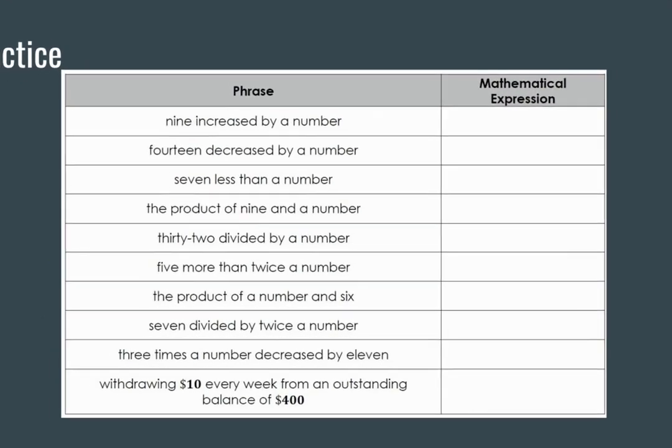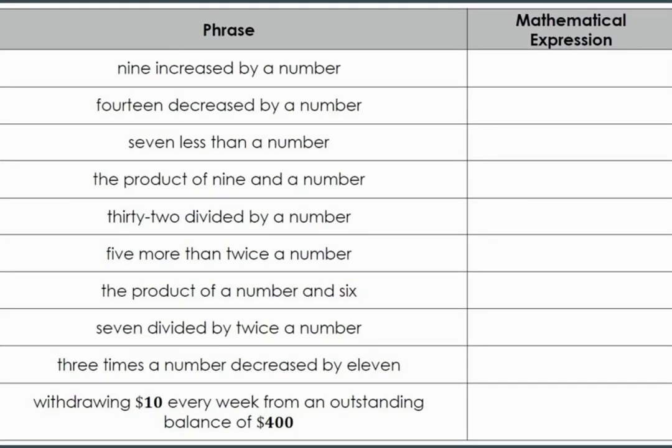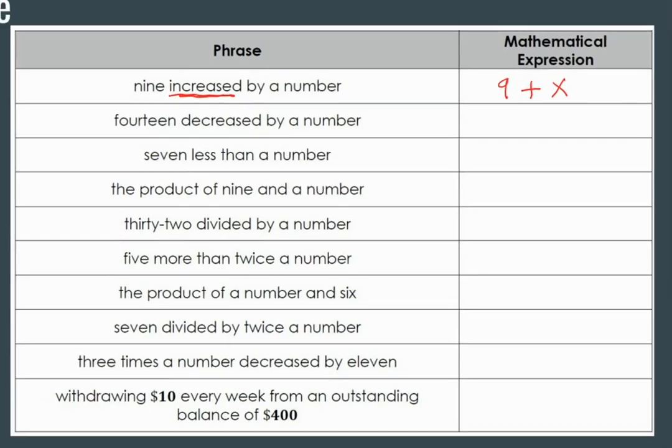So what I'd like for you to do in your notes is copy this table down. And then answer the mathematical expression part. Okay, so what is 9 increased by a number? I'll give you a hint with the first one. So that's 9 increased. So that means addition, and we have 9 increased by a number. Okay, and do that for the rest of those, and we will talk about it in class.